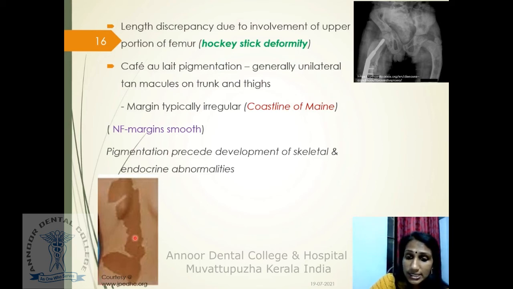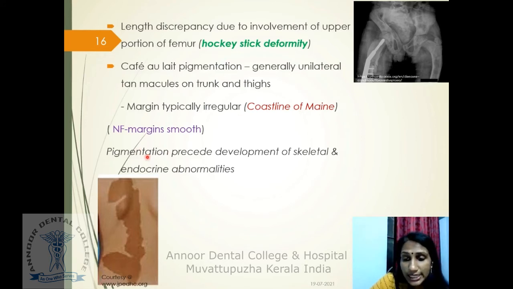Now you can see café-au-lait spots in another disease, neurofibromatosis. In neurofibromatosis, the margins are very smooth. So you can get a pigmentation like this in neurofibromatosis, but the margins are going to be smooth, which resembles the coastline of California. The pigmentation which you see in fibrous dysplasia resembles the coastline of Maine.